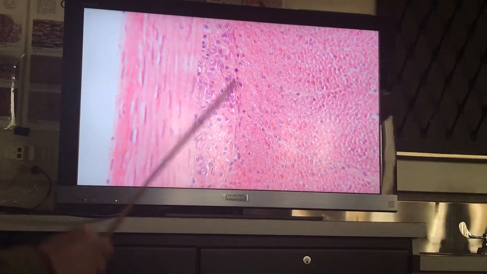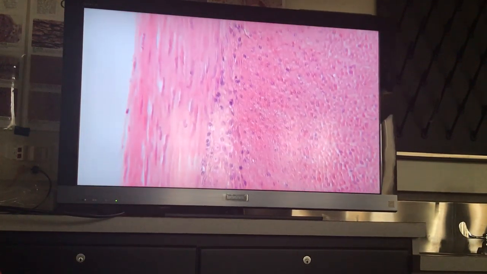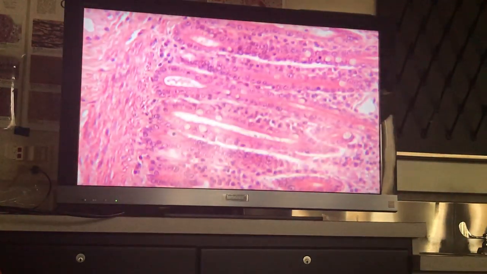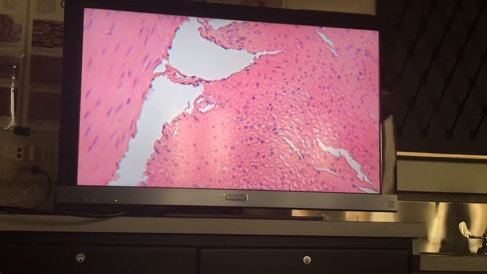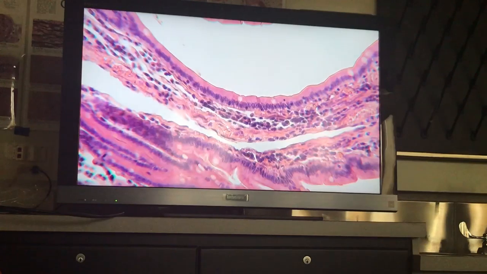Okay. And in here, this thing here is part of that nerve net, and that's Auerbach's plexus. The jejunum, a little bit simpler. Same exact organization, right? Here's your mucosa.